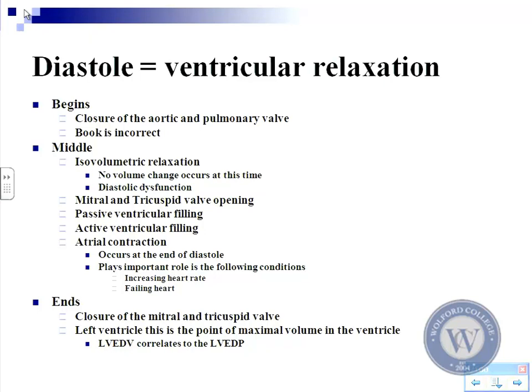Then the atrial kick kicks in, which accounts for about 20%, which occurs at the end of diastole, and it plays an important part of increasing the volume. In some situations where the ventricle is failing or it's more stiff, atrial kick can become more important. Diastole ends when the mitral valve and tricuspid valve close. For the left ventricle, this is the point of maximal volume in the ventricle, which we call the left ventricular end diastolic volume, okay, which correlates with the left ventricular end diastolic pressure.